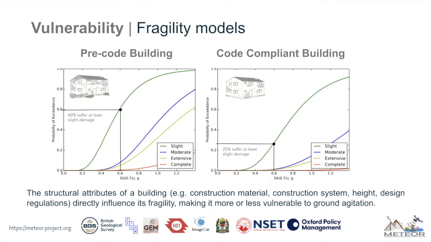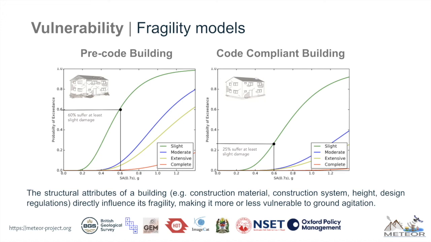The structural attributes of a building, such as the construction material, construction system, height, or design regulations, have a direct influence on its fragility, making it more or less resistant to ground shaking. For example, these two curves correspond to two-story wooden structures, where the one on the left represents a house without any earthquake-resistant design provisions, while the right-hand side indicates a house designed and built following the guidelines established by the seismic regulations.